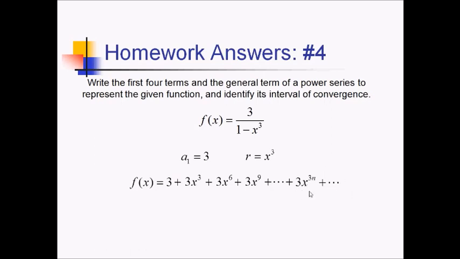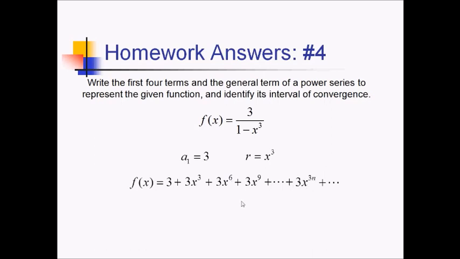And now let me just double check. I'm assuming I have a starting n value of 0. If I do 3x to the 3 times 0, that's really just 3 times x to the 0, which is just 3. And then we have 3 times x to the 3 times 1, or 3x cubed, 3 times x to the 3 times 2, or 3x to the 6th. So this works with a starting value of 0 for n.